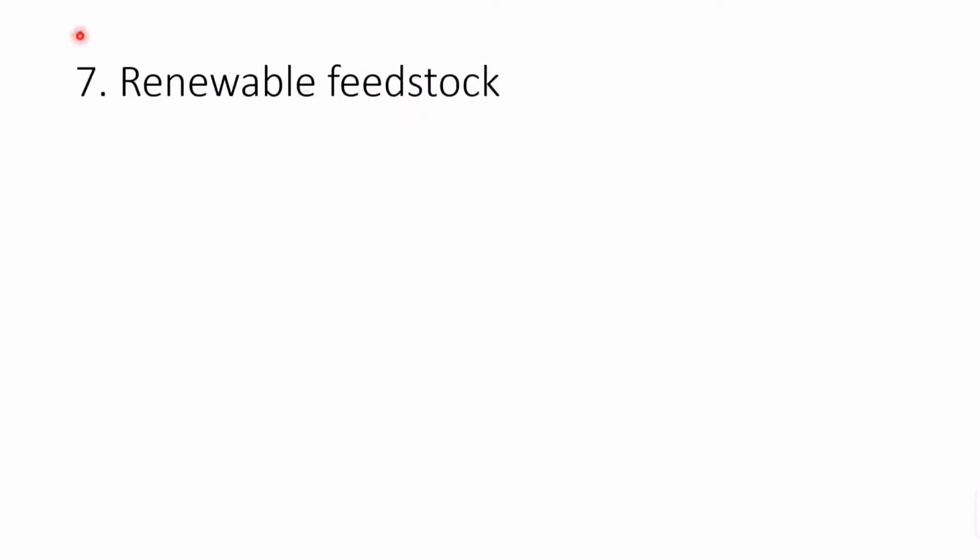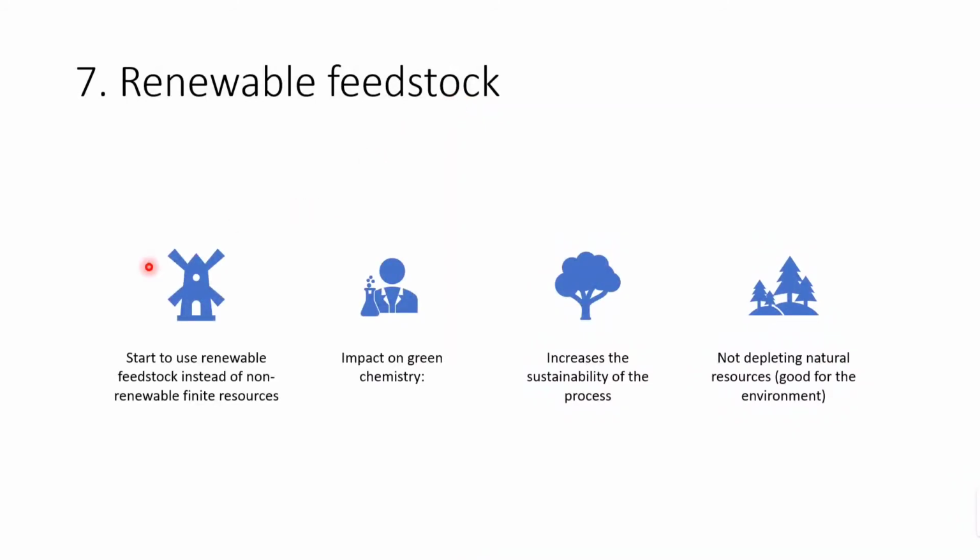And so number 7 is renewable feedstock. So our feedstock is our reactants that we feed into our chemical synthesis. So if we start using renewable feedstock instead of non-renewable finite resources, what is the impact on green chemistry? It increases the sustainability of the process because we are using a replenishable source. We're not going to run out anytime soon.